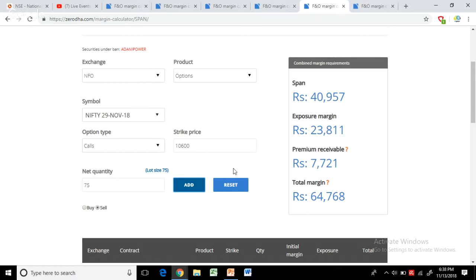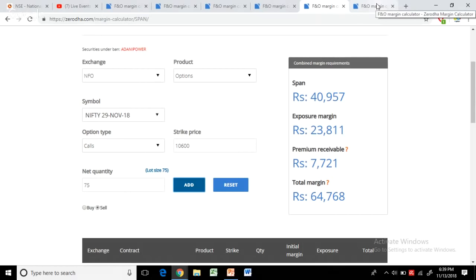Just to clarify, we are calculating all these margins at the end of the day when markets have closed. Tomorrow, when markets open, there can be a small difference in the margin requirement. 64,768 may become something like 66,000 or 63,000, depending upon where the market is and what the volatility of the market is, right? So roughly these will be the figures. So 10,600, you require 64,000 rupees.